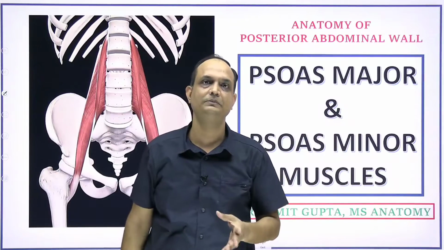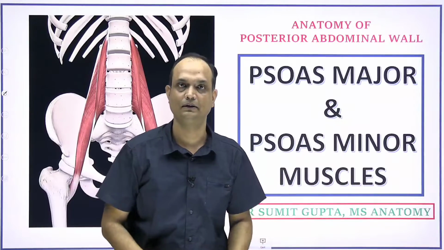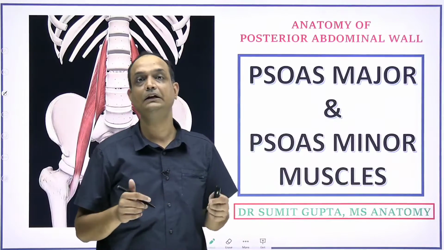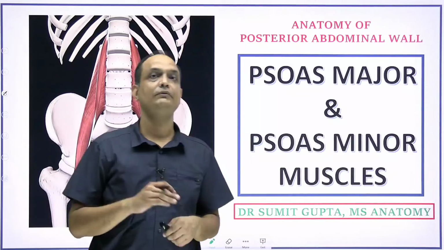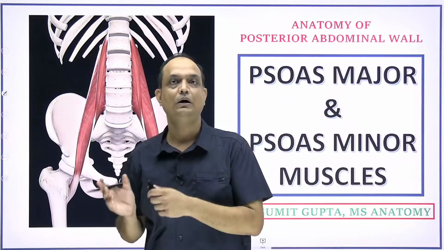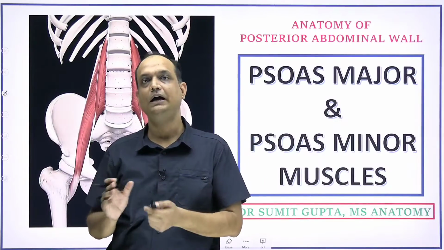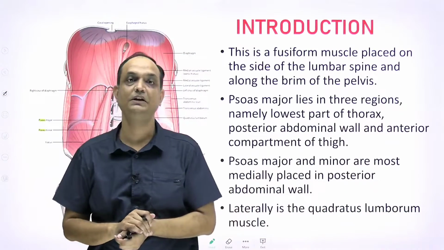So today we will discuss one of those muscles, and that is psoas major. Along with the psoas major, sometimes you have a muscle known as psoas minor. In today's lecture we will mainly discuss the details of the psoas major muscle. Then we will have part 2 of today's lecture, in which I will tell you about the psoas fascia and the psoas abscess. So let's discuss the psoas major muscle.